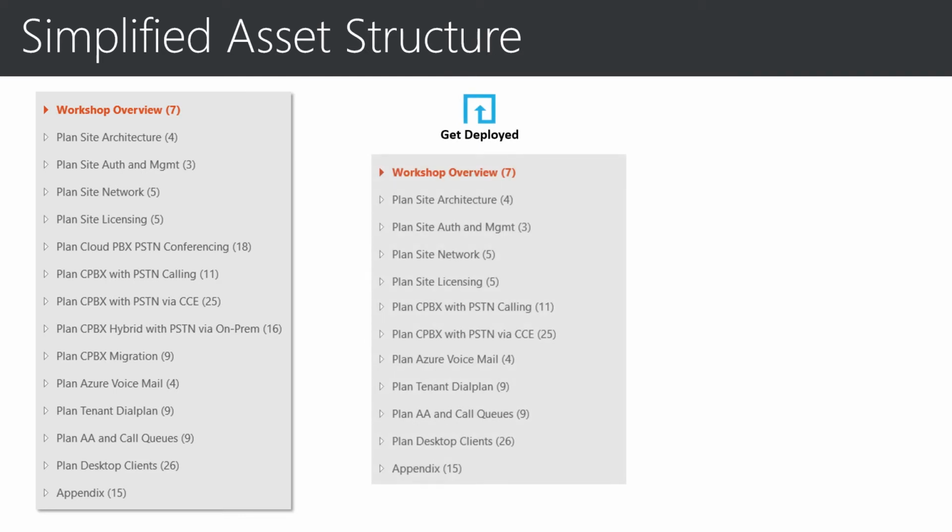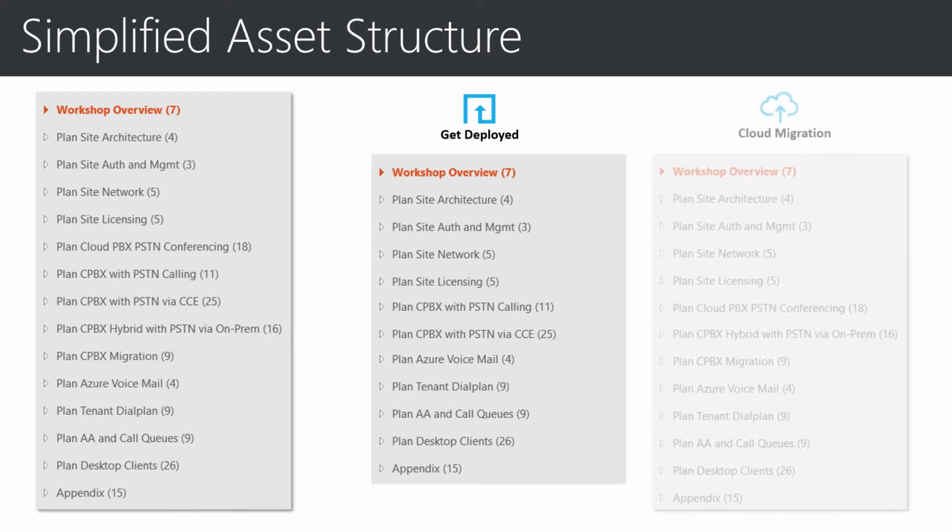In taking the first journey focused on Get Deployed, you'll see that after completing common topic areas specific to high-level site architecture design, we then change focus to specific topic areas relevant to the journey in flight, being Get Deployed in this example. Typically, those topic areas will include Cloud PBX with PSTN calling or Cloud PBX with PSTN connectivity as deployed via Cloud Connector Edition.